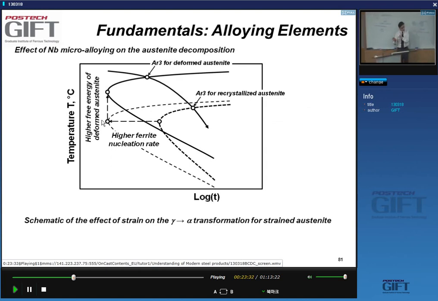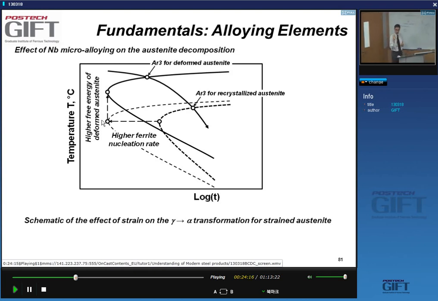So that was what I wanted to say about the effect of grain size on the transformation. What is the effect of deformation on the transformation? Well, we saw two slides earlier that when you do the transformation from deformed austenite rather than recrystallized austenite, the transformation nose moves to the left and moves upwards. So it's not only faster, but it happens at a higher temperature.